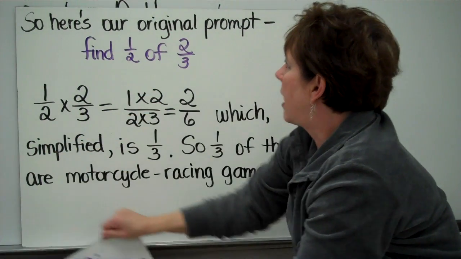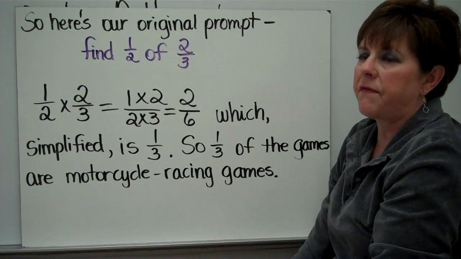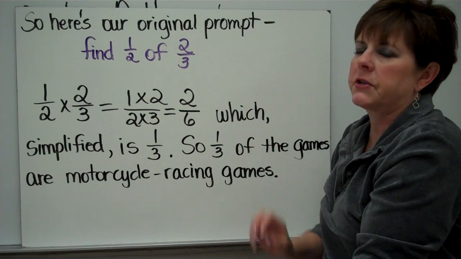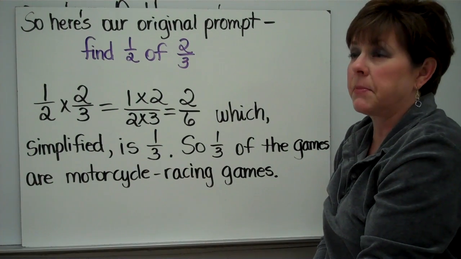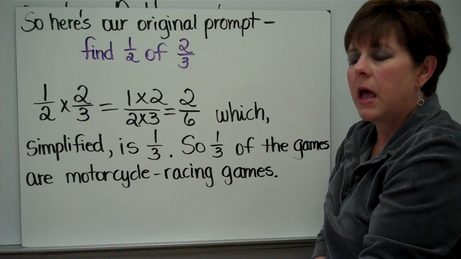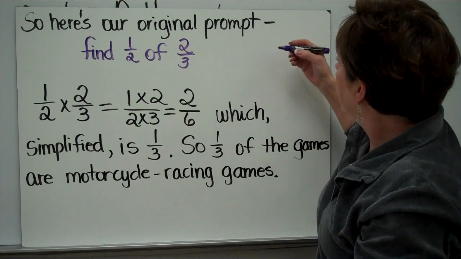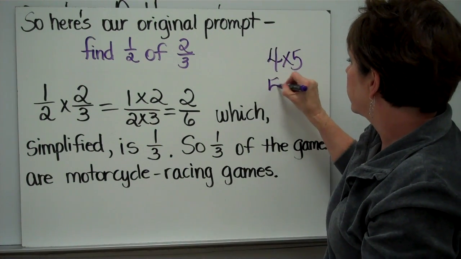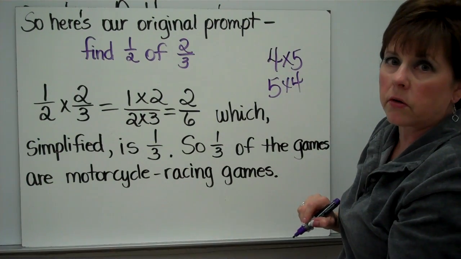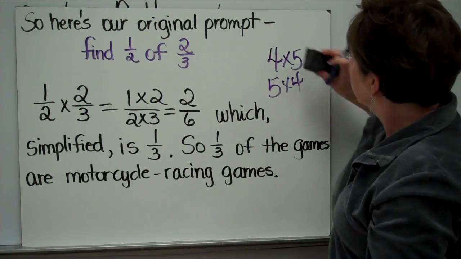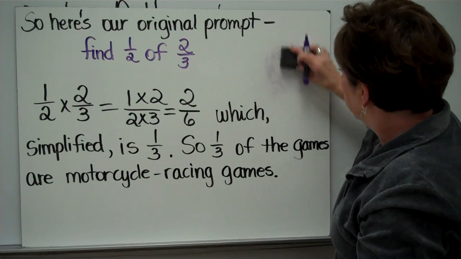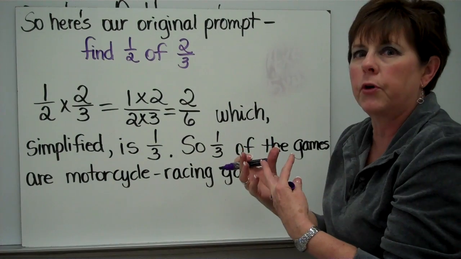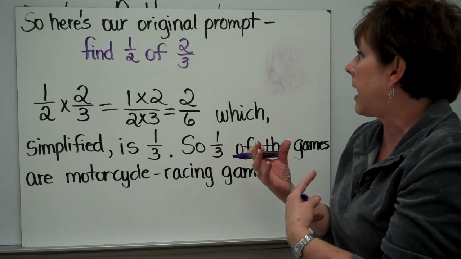Okay, so here's our original prompt. You're going to find 1/2 of 2/3. What if you went 2/3 times a half? Is that the same as a half times 2/3? Yes. It's kind of like, we know that 4 times 5 is the same as 5 times 4. All right? That's that commutative property, that no matter what order you put it in for addition and multiplication, you'll still get the same answer.